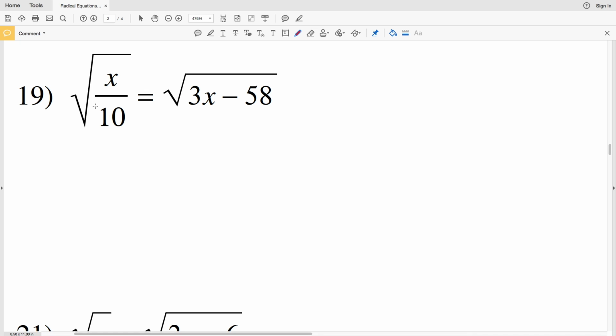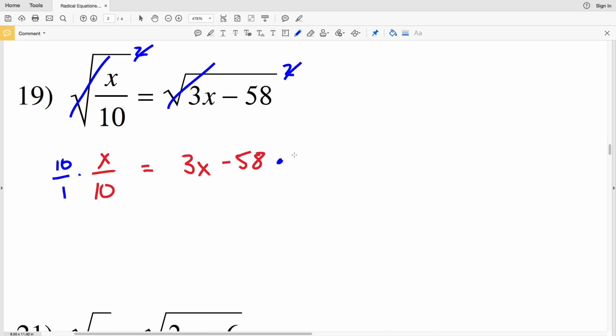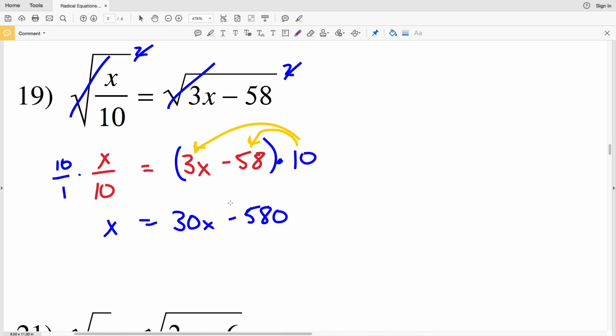So for 19, we have the square root of x divided by 10 equal to the square root of 3x minus 58. We're going to start by squaring both sides. That'll leave us with x over 10 on the left-hand side and 3x minus 58 on the right. We're going to multiply by 10 over 1 on both sides. We'll have x on the left, and that's going to be equal to 30x minus 580 after we distribute this 10. Now I'm going to subtract 30x from both sides.